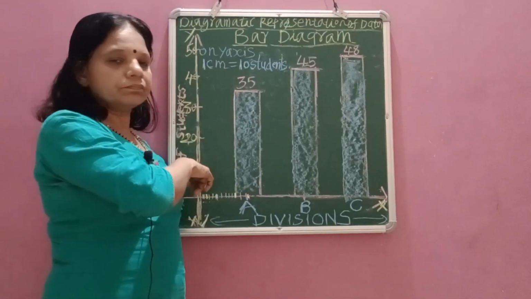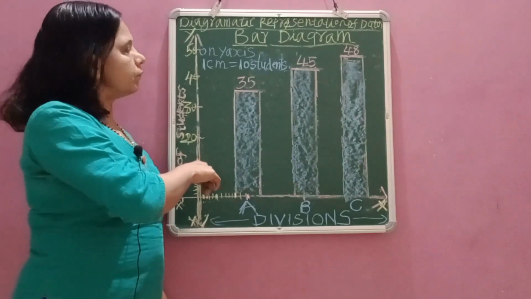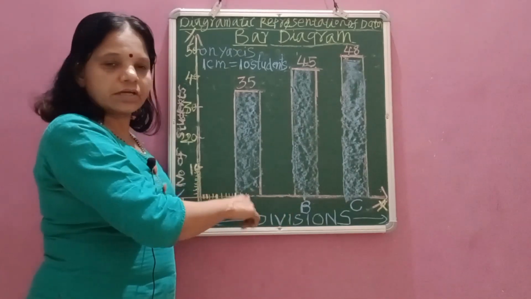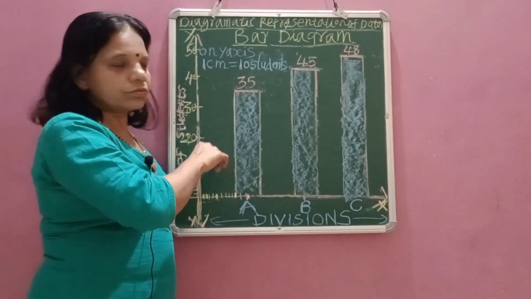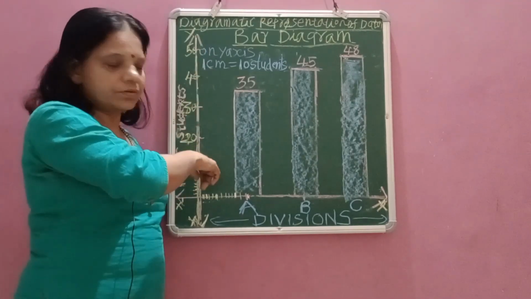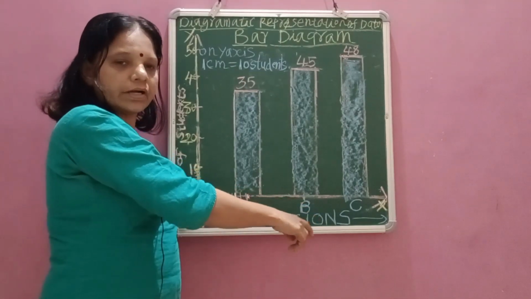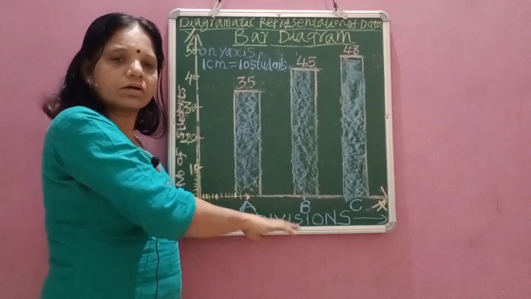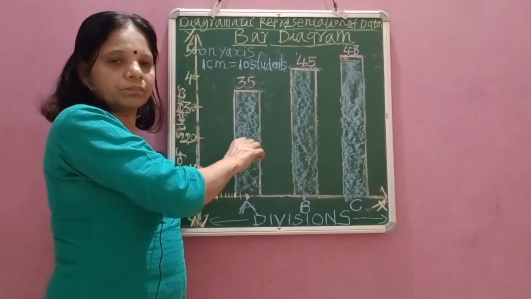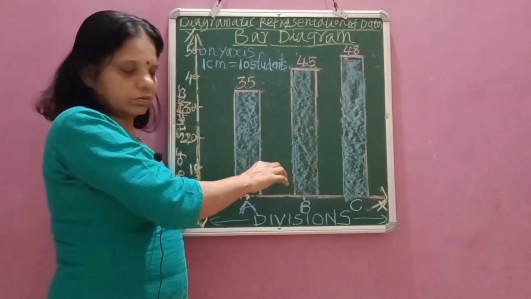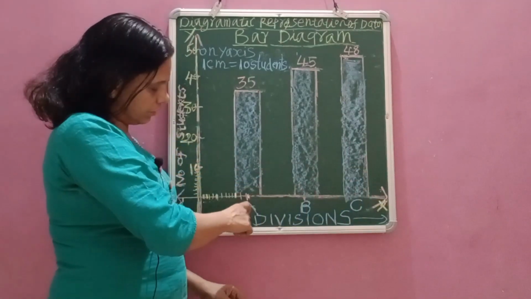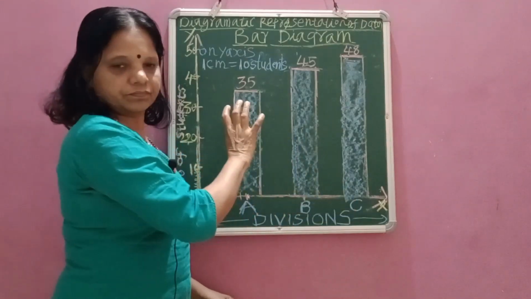So here the diagram is the information of the number of students in three divisions A, B and C. On the y-axis is the number of students and the division is on the x-axis. On the x-axis it is not necessary to take any unit. For the diagram to look beautiful, we will keep equal gap or equal distance. Division A, division B, division C.